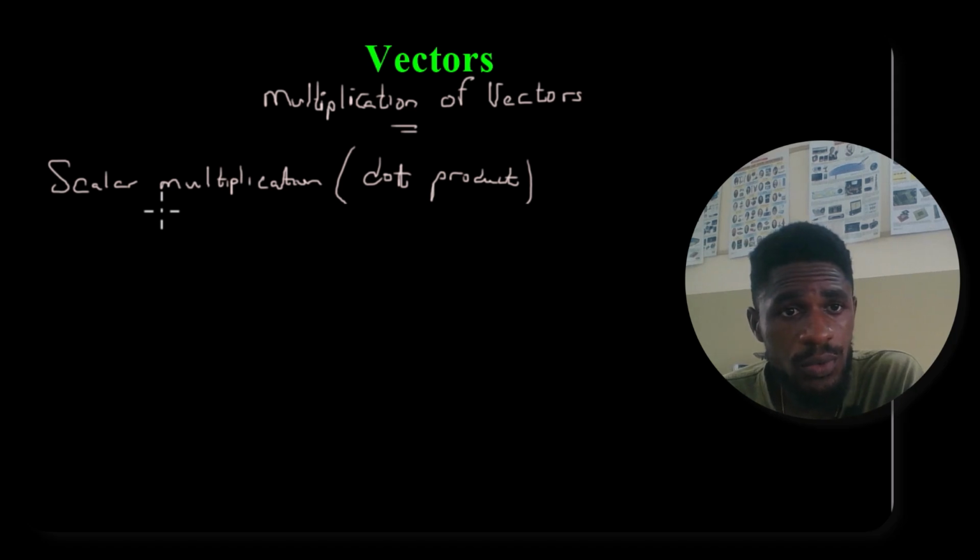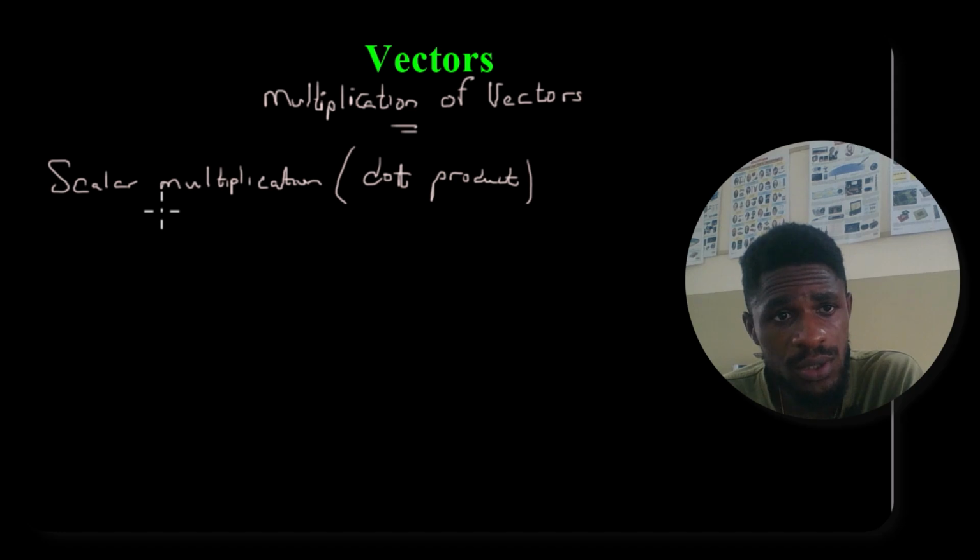The first one, which we are going to be looking at for the sake of this video, is the scalar multiplication, otherwise known as the dot product. Then in a subsequent video, we'll talk about vector multiplication, otherwise known as the cross product. What is the difference between both?